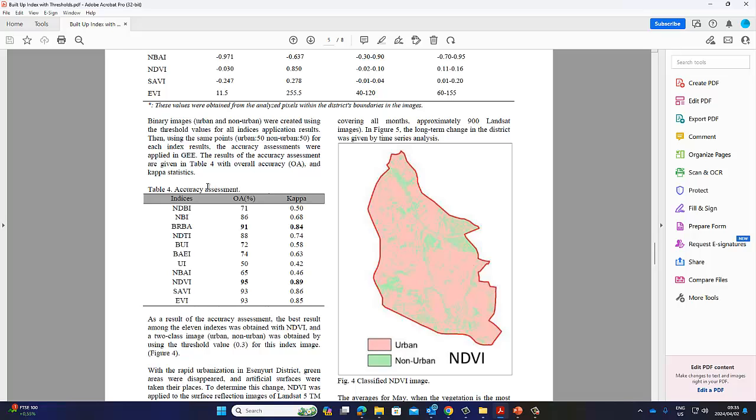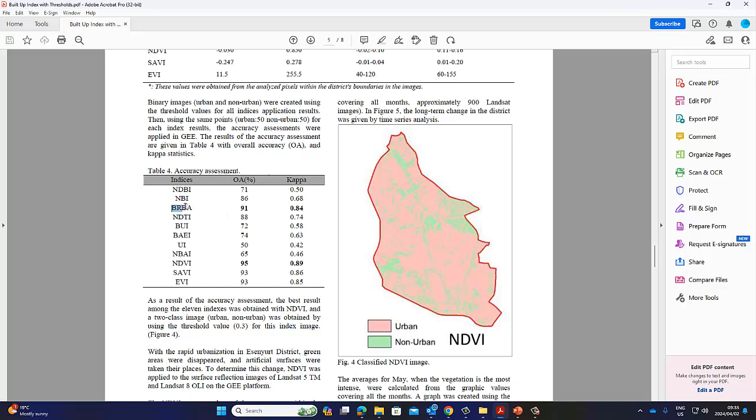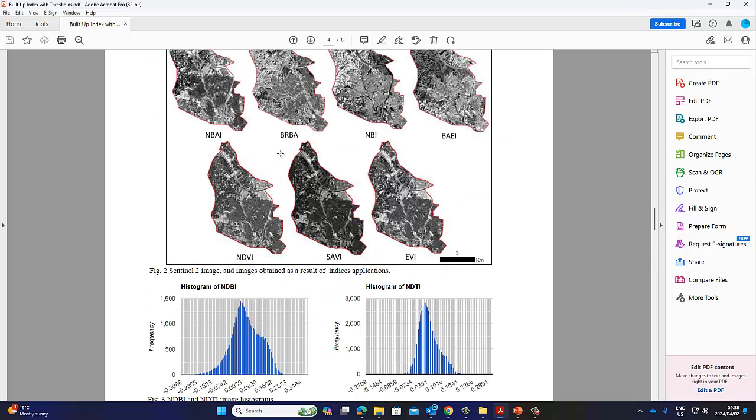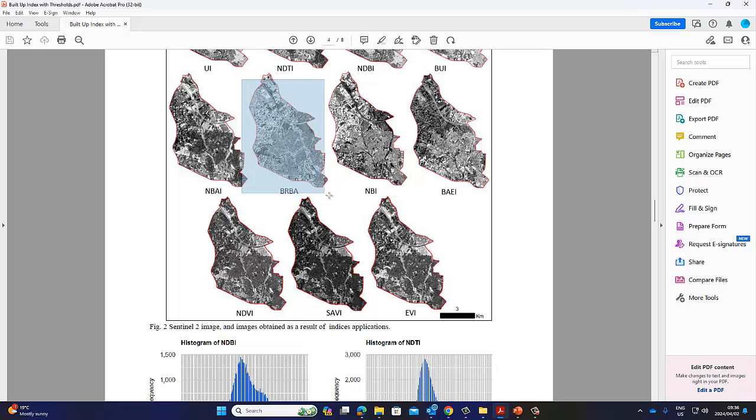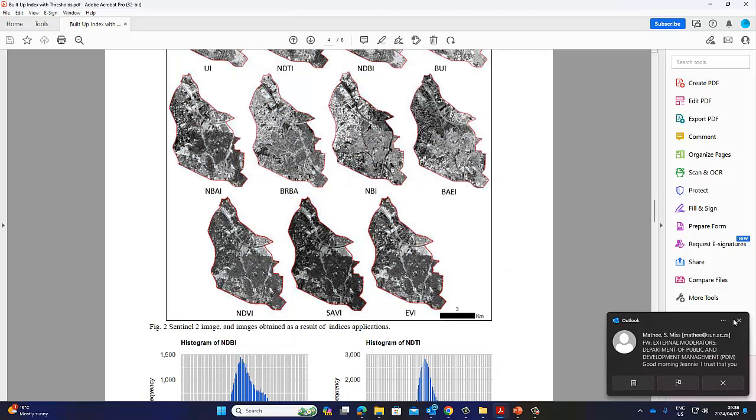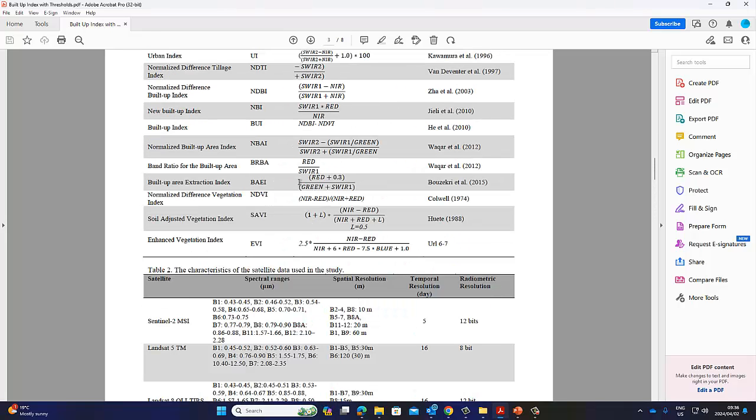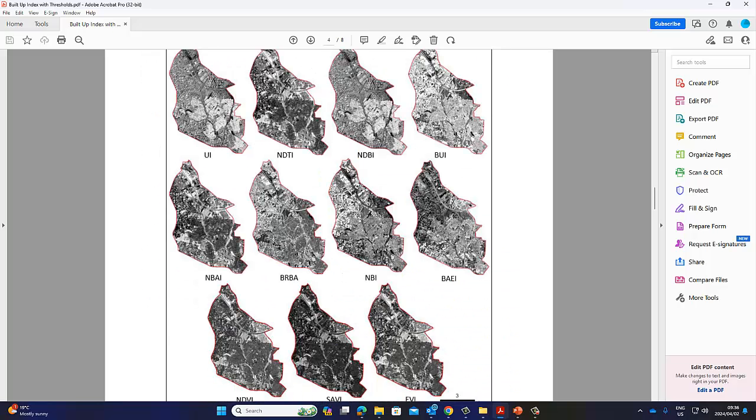Okay, so according to him, let's see where they rank in the accuracy assessment. He says the BRBA gives him 91% accuracy, whereas the NDVI is 95, but let's ignore that for a moment. From the build-up or urban area indexes, the band ratio for build-up area is 91% accurate.